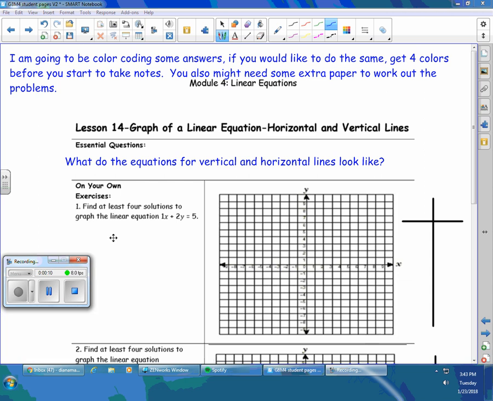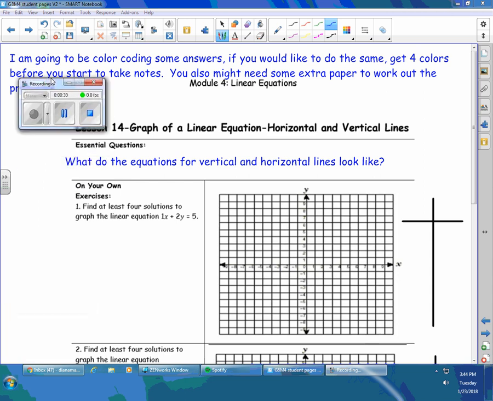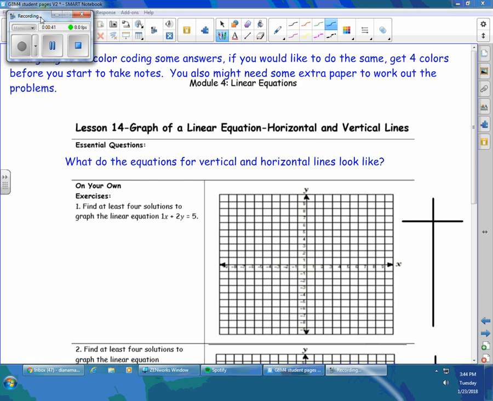You should be on page 132 of your module. And I just wanted you to notice that I'm going to be color coding some of my answers. So if you would like to also color code, you're going to get 4 colors before you start to take notes. You might also want to grab some scratch paper to work out the problems, because you have very little space in your workbook. They give you too much space in some areas and not enough in others. So those are the things I wanted to say before we get going. And now we're going to get going.